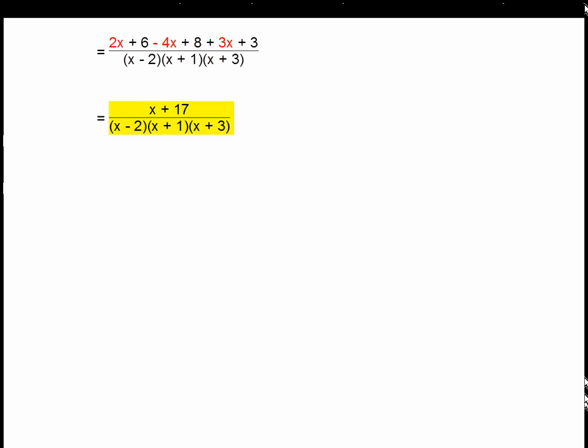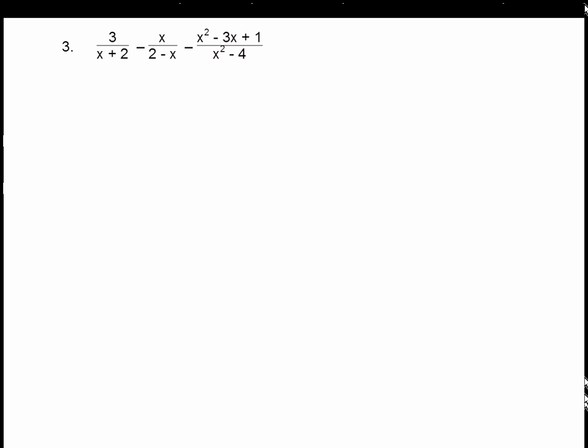Let's take a look at another one. Number 3. I have 3 over x plus 2 minus x over 2 minus x minus x squared minus 3x plus 1 all over x squared minus 4.